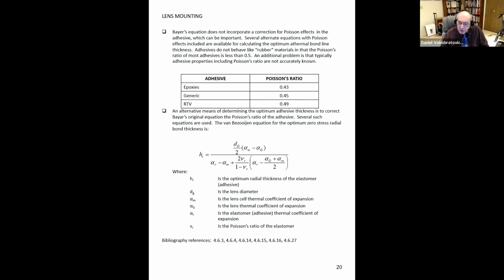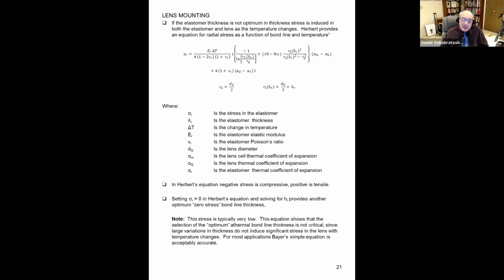As I've said, unfortunately, we don't know that ratio with great accuracy. Now, what we can do, and this is shown in the next slide, is an approach developed by Herbert. What Herbert's approach does is allow us to calculate the stress in the adhesive as a function of the temperature change delta T. This is actually a relatively simple equation to work with.